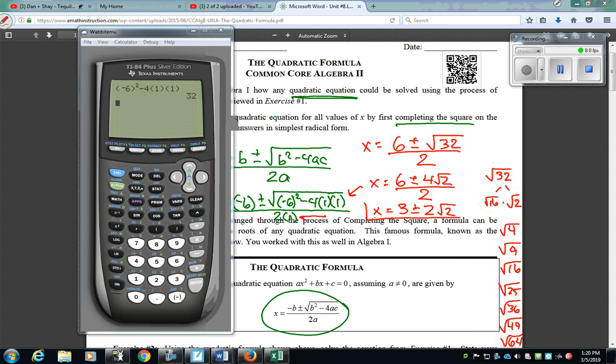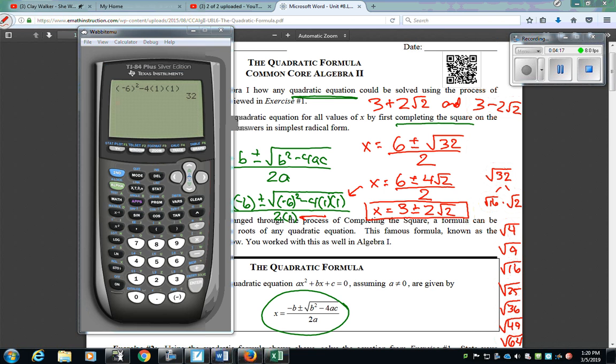Now this represents 2 different answers. There's 2 answers to this question. There's 3 plus 2 radical 2, excuse me. That's one of the answers. And the other answer is 3 minus 2 radical 2. And if you put those in the calculator, you're going to see their decimals.